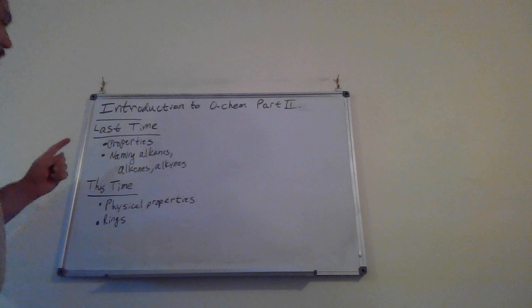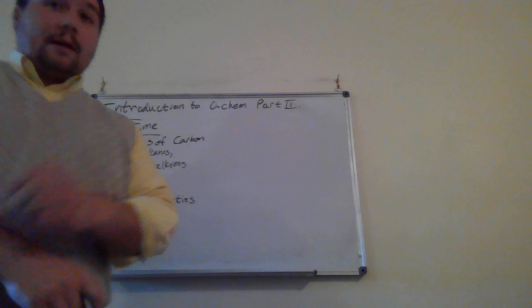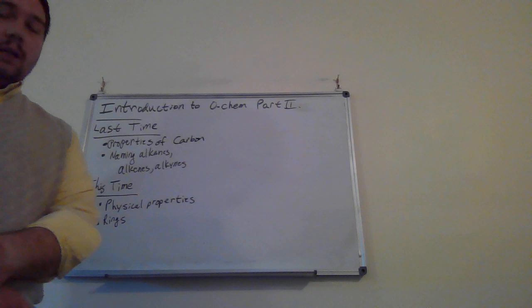Last time we talked about the properties of carbon. We discussed how many bonds carbon can have. We talked about the electronic structure, the helium configuration for carbon. We discussed carbon needing four bonds. We reminded ourselves of that.